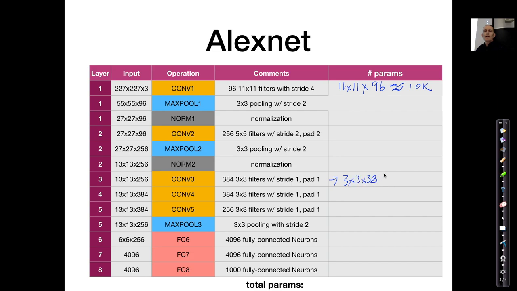Three by three. Well, is that? Yes, 3 by 3 by 3 by 4. So which is 300, 1,000, 3,000? So that's pretty small. What about here?